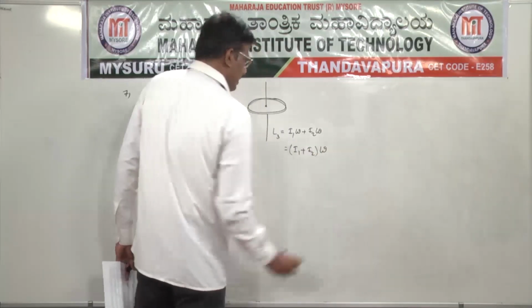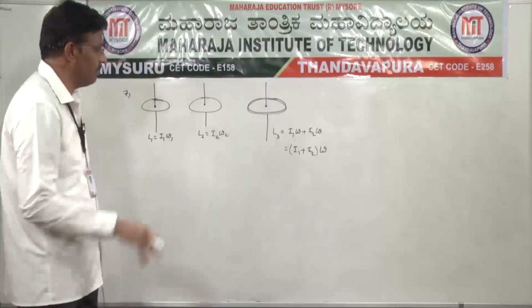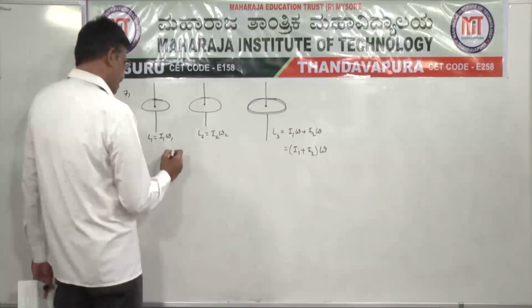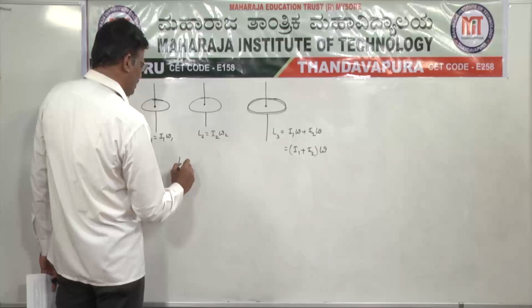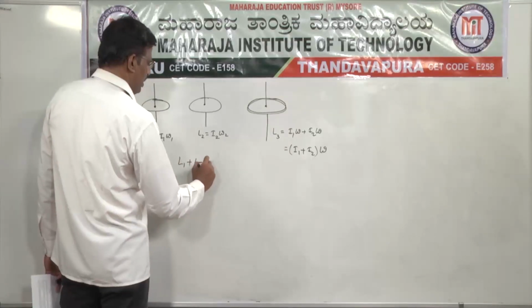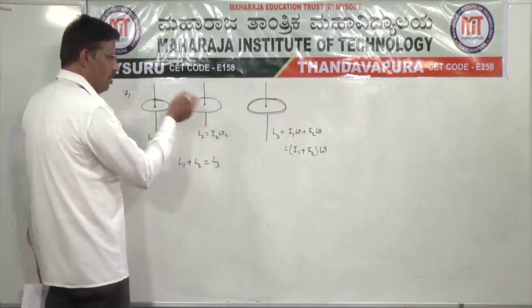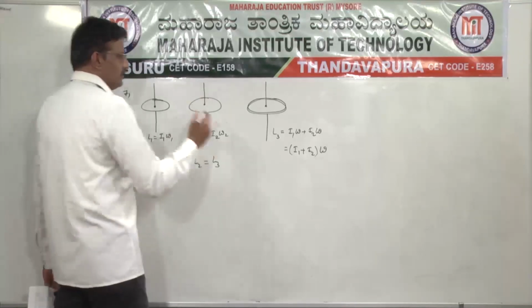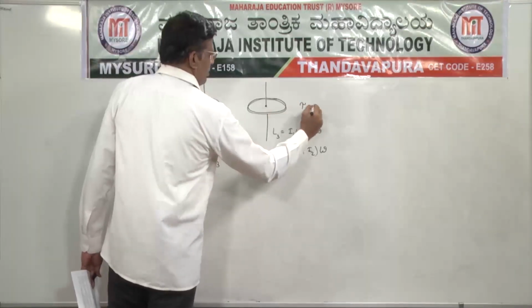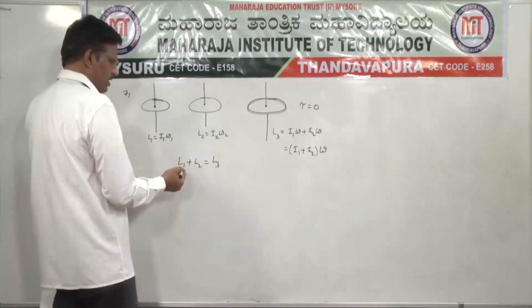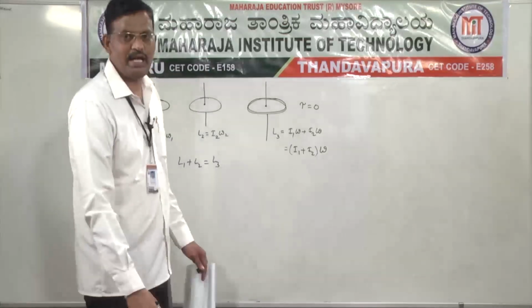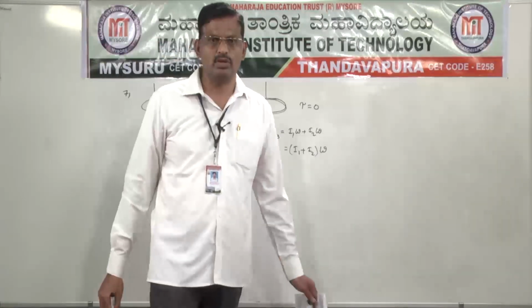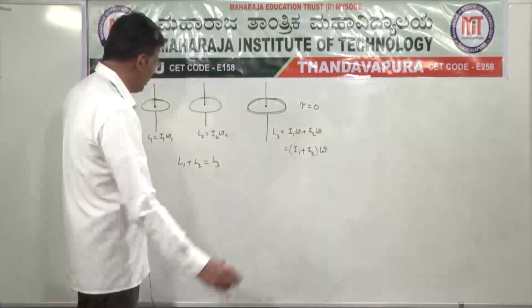Both the discs rotate with the same angular velocity. According to the law of conservation of angular momentum, it must be, because there is no external torque. External torque in this case is equal to 0 in all the cases. So we can write: total initial angular momentum is equal to total final angular momentum.